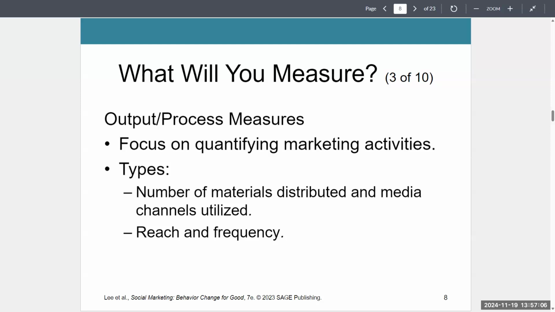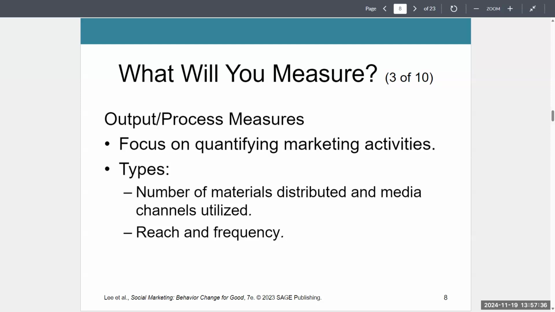So what are the different types of outputs? We have two of them that we are going to look at. One, quantifiable materials and channels, and two, tracking reach and frequency. So when we talk about quantifying materials, it involves counting tangible items, such as the number of posters printed or emails sent. Reach and frequency, on the other hand, refers to how many people saw your message and how they were exposed to it.